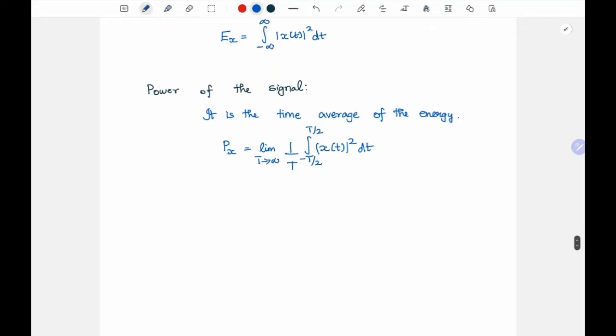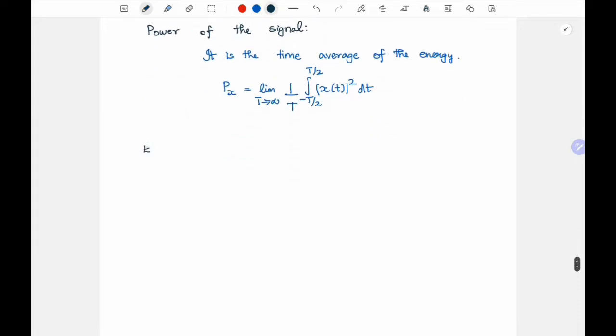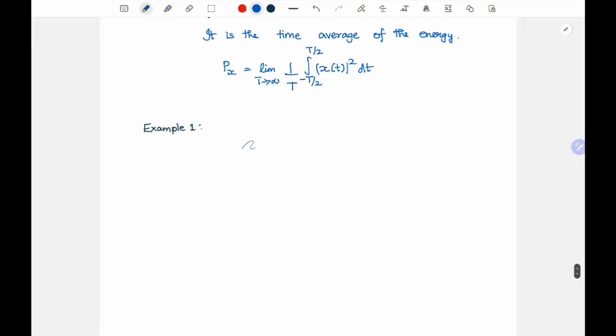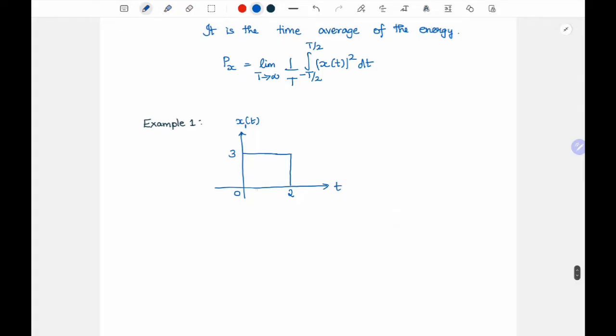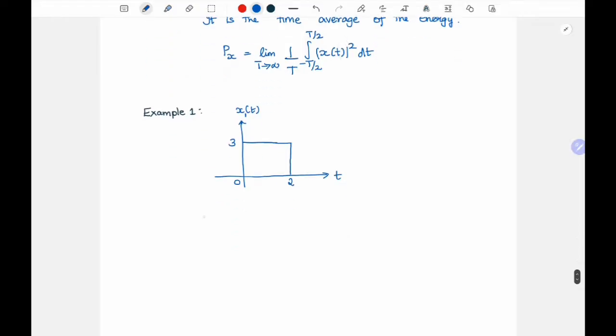So let us go ahead and see some examples of these formulas. Let's consider a signal x1 of t, let's say its amplitude is 3, and it is a rectangular signal, and it lasts from 0 to 2. So now you can see it has a finite duration and finite amplitude, right? So you can easily calculate the energy. We have the formula here, correct? So what is Ex1?